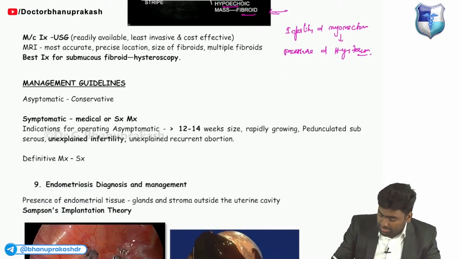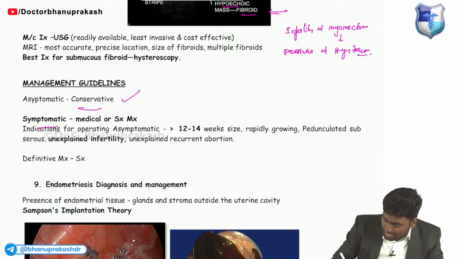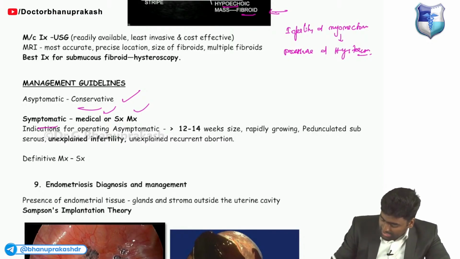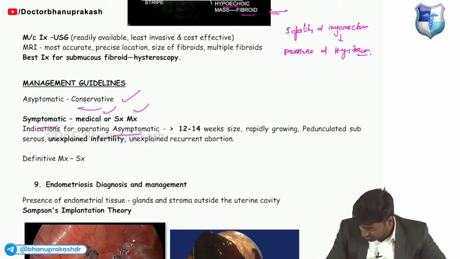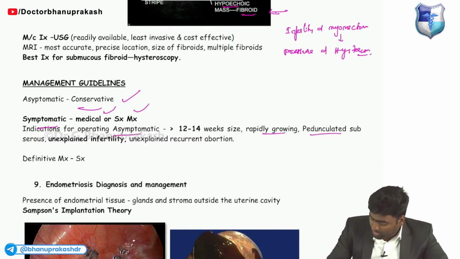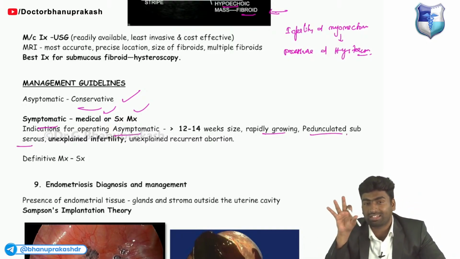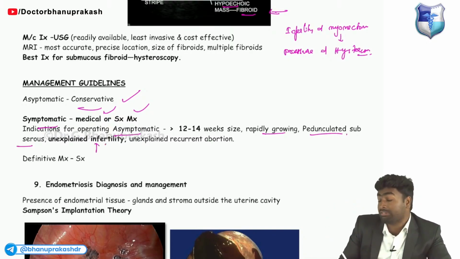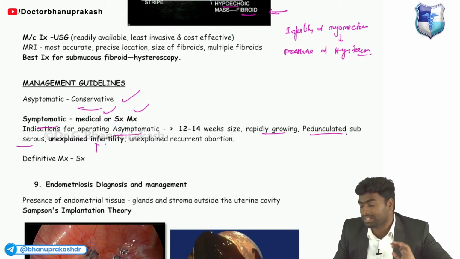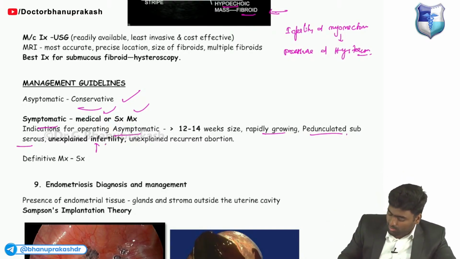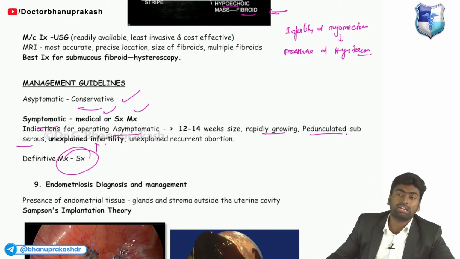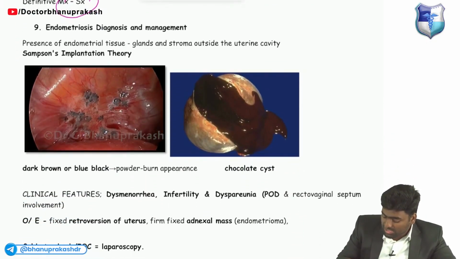Fine. So in asymptomatic patients, do nothing. If it is symptomatic, we can give some medical management like OCPs. Then if it is rapidly growing or pedunculated, then we can go for surgical options, because pedunculated ones can undergo torsion. And in unexplained infertility, because all other causes of infertility are ruled out, in such cases we'll go for definitive surgical management, which is removal of the fibroid and or removal of the uterus. Fine.